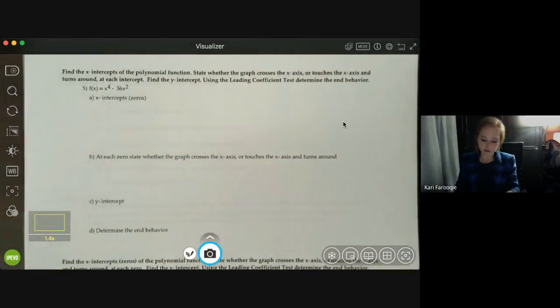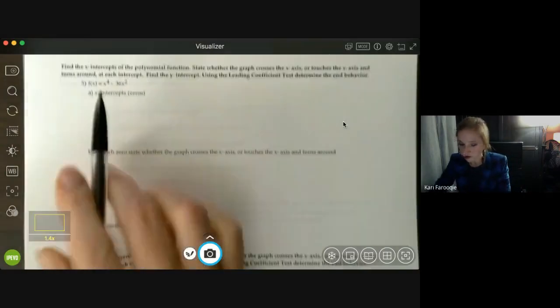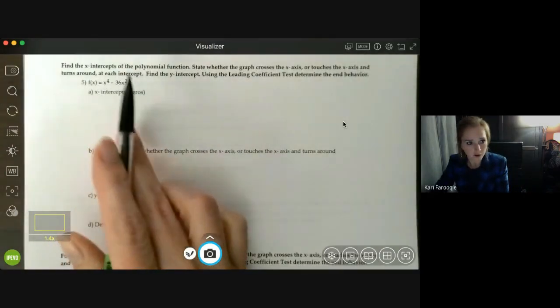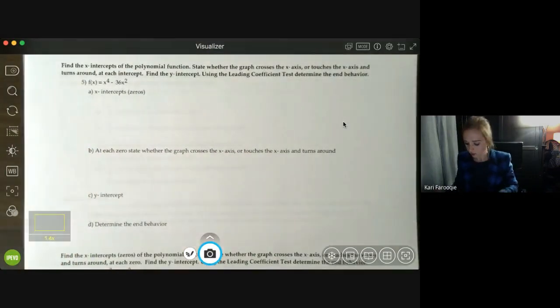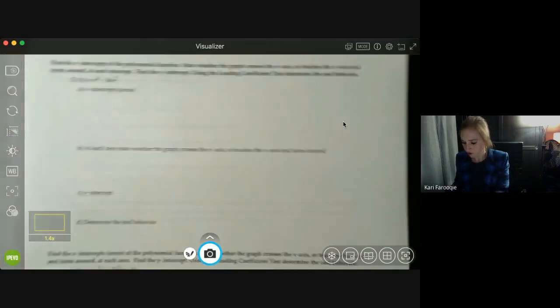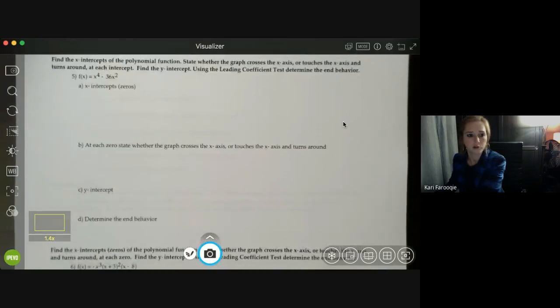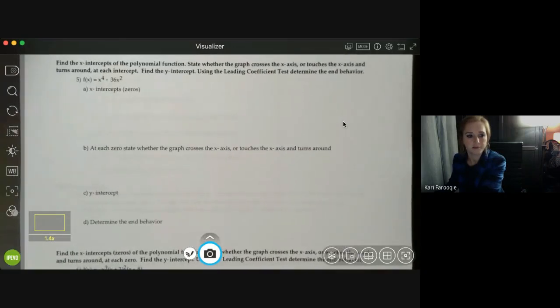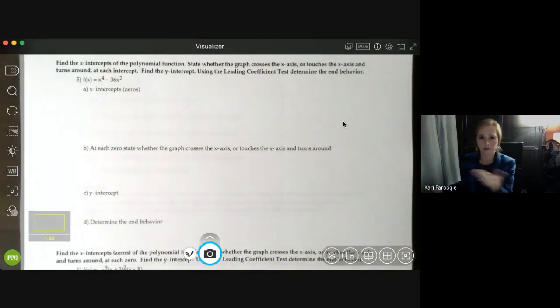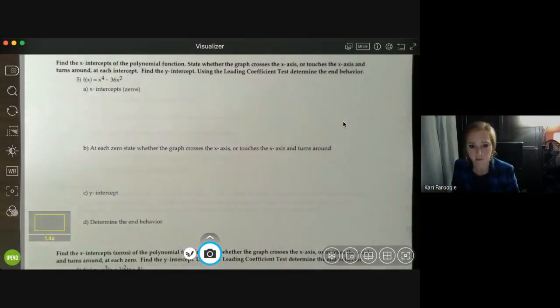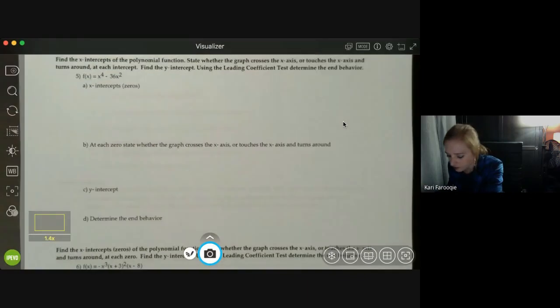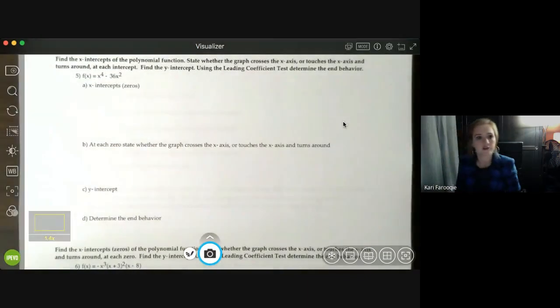Little bit of a different function. Notice this time we don't see any sort of issue with us having the wrong order here. Our function's already in descending order, which is great. That should be one thing that you look for right away. You should start to notice when your function's not in descending order. Okay. f(x) = x^4 - 36x^2.